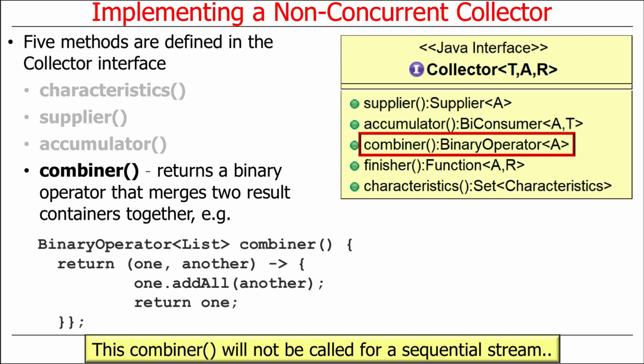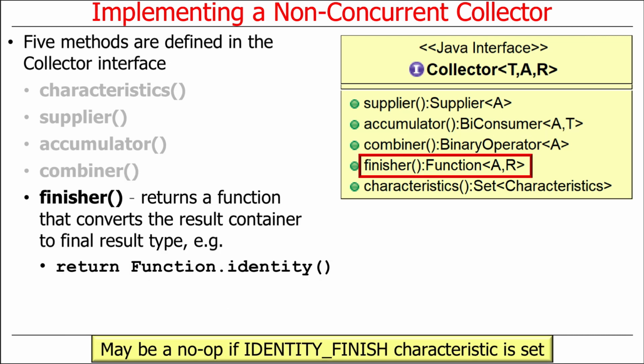So that's combiner. And then the fifth method, which is the last one, is called finisher, and that returns a function that converts the result container to the final result type. So for something like this, which, once you've accumulated everything by adding things to the list, you're done, then we can simply have the function return identity. So it just says return whatever you currently have. So it won't make any changes to stuff.